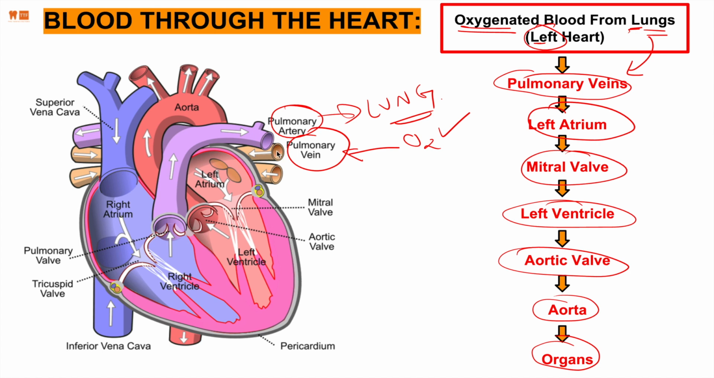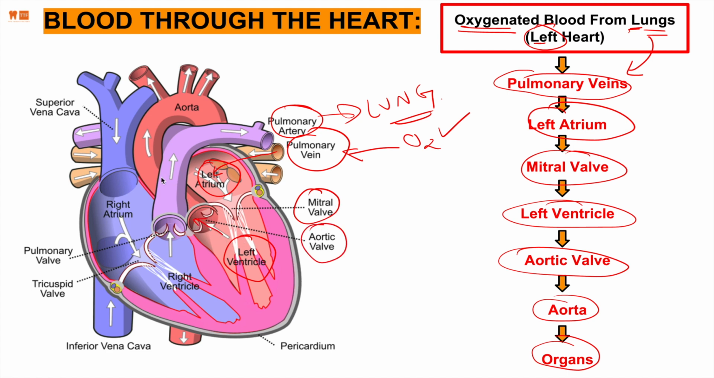Now behind here you'll notice that it comes out through that hole towards the left atrium, filling it up and then crossing the mitral valve towards the left ventricle. That left ventricle's job is now to produce blood flow all throughout the body and supply all the organs, but first it needs to cross the aortic valve.